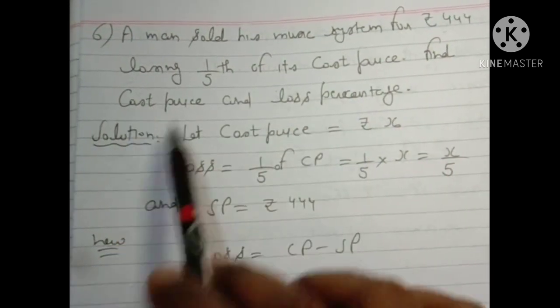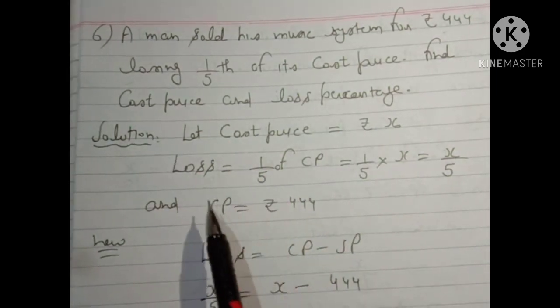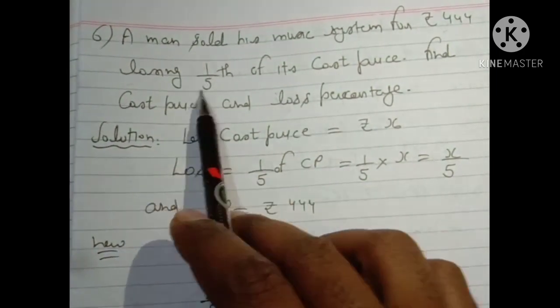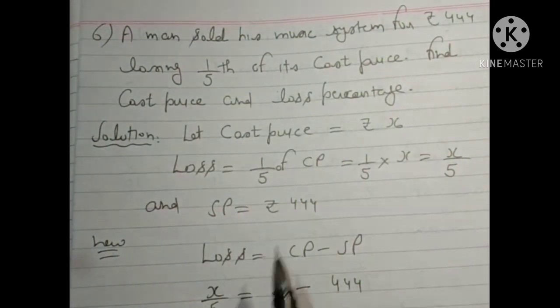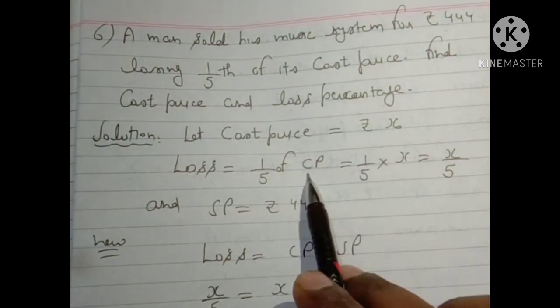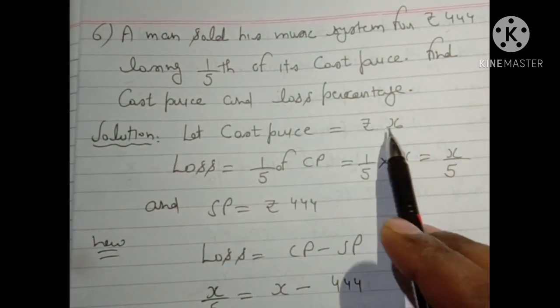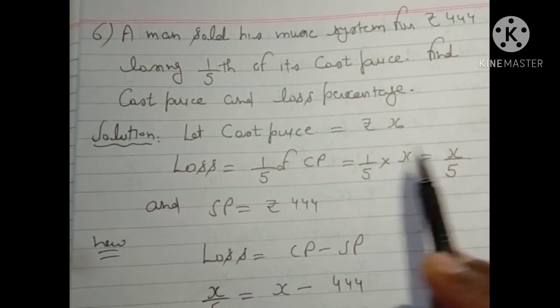Here we have to find out the cost price. So assume the cost price is rupees x, and the loss is given as 1 by 5th of its cost price, means loss is equal to 1 by 5 of CP. It will become 1 by 5 into the value of CP, which we assumed is x.